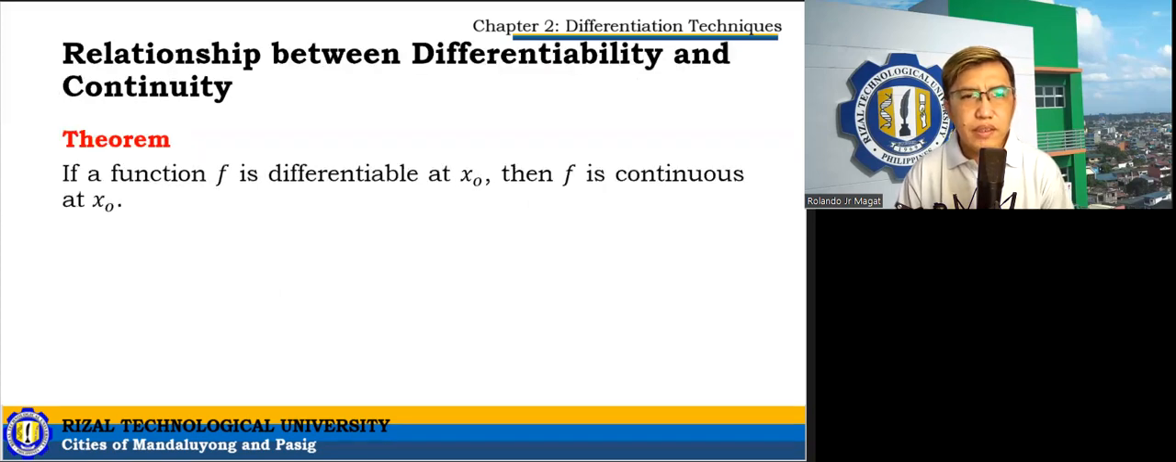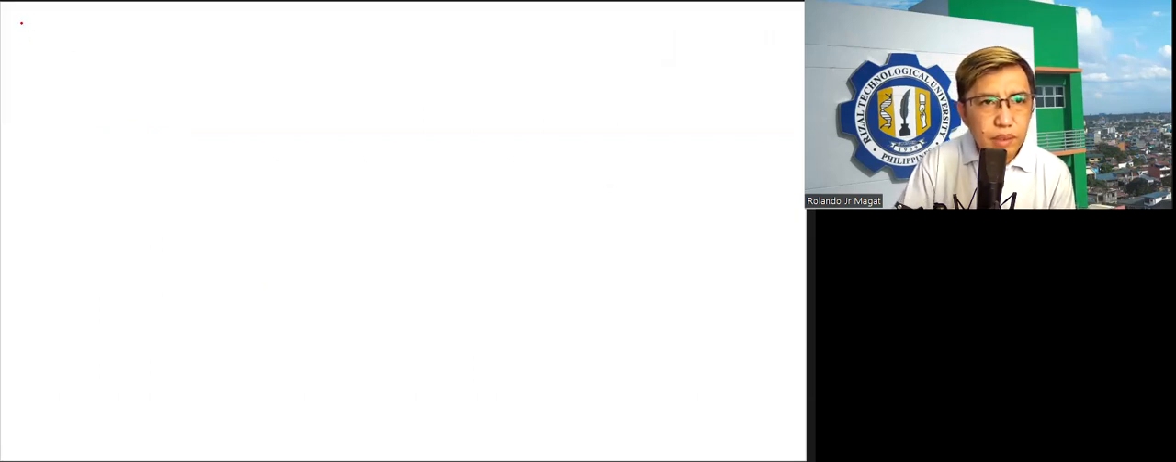Let's talk about the relationship between differentiability and continuity. This is the very reason why you studied continuity first, because there is a relationship between differentiability and continuity. And we have here a theorem. Our theorem says that if a function f is differentiable at x naught, then f is continuous at x naught. Okay, and of course we're going to provide the proof of the theorem. Let's have the proof.